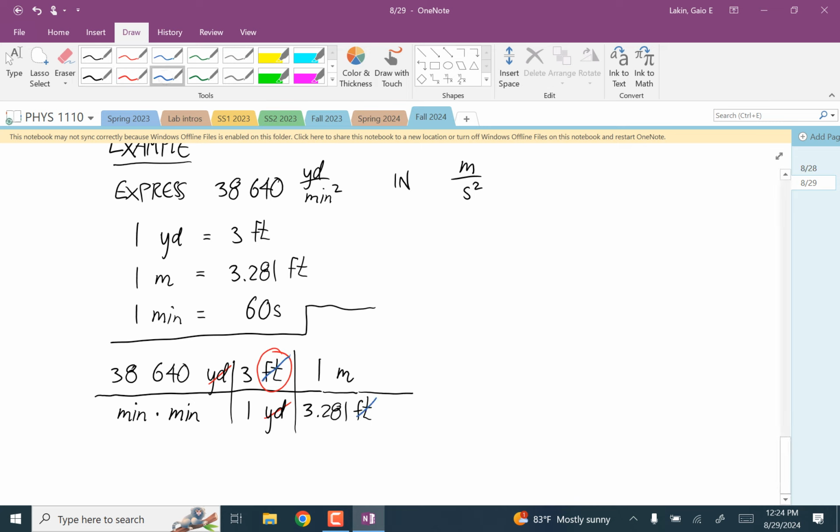So those feet cancel those feet. And now we have length units of meters, which is our goal. And now we just have to start working on these time units. So we're going to go 1 minute over 60 seconds. And I chose this one because we want to cancel minutes that are in the denominator of the original expression.